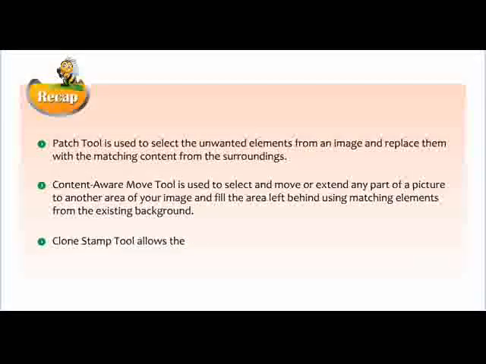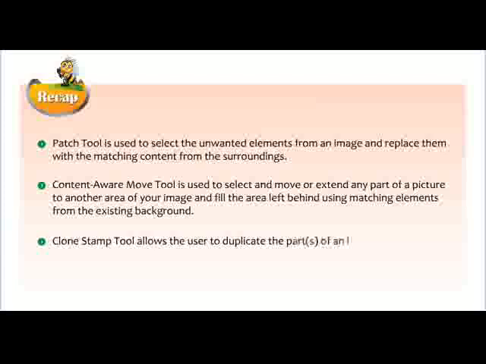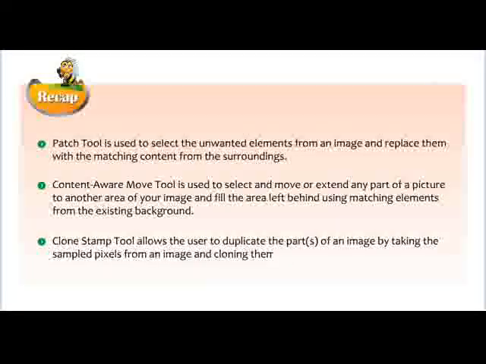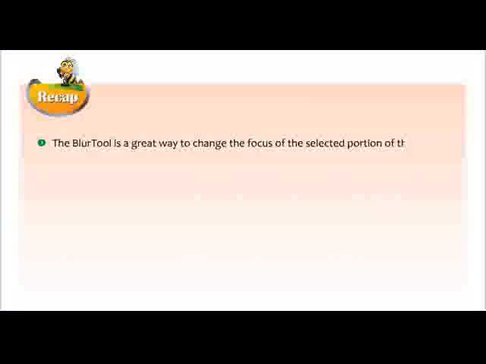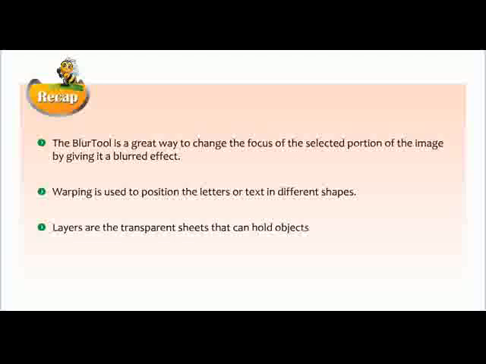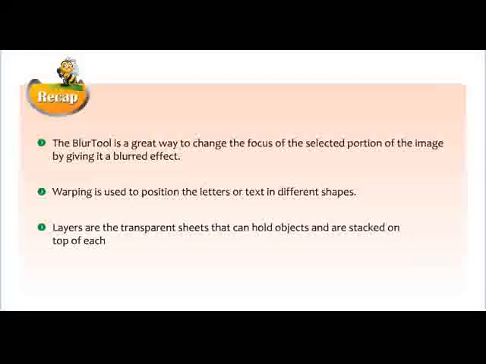Clone stamp tool allows the users to duplicate the parts of an image by taking the sampled pixels from an image and cloning them onto another area. The blur tool is a great way to change the focus of the selected portion of the image by giving it a blurred effect. Warping is used to position the letters or text in different shapes. Layers are transparent sheets that can hold objects and are stacked on top of each other.